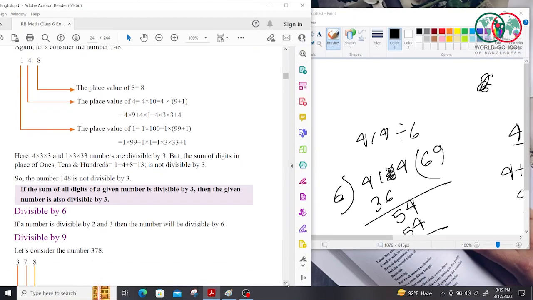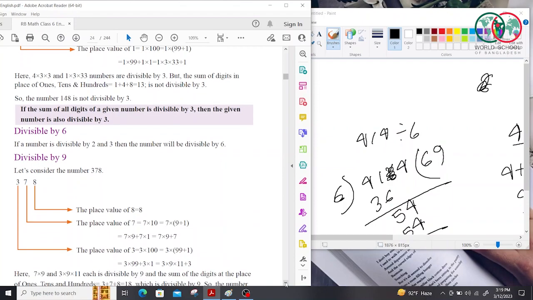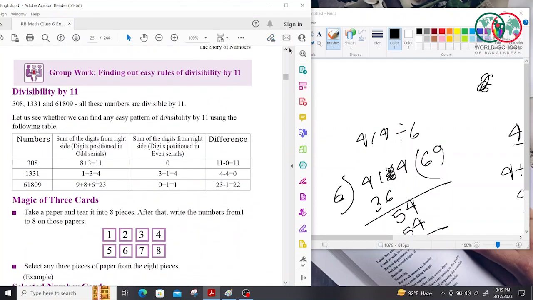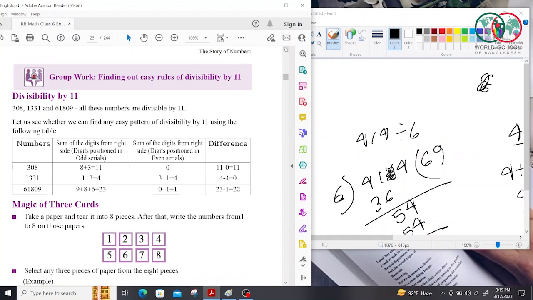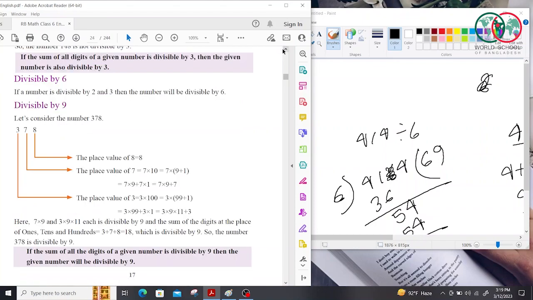Okay, so I guess this is the last one. Yeah, we have 11, but 11 is not so complicated. Okay. Divisibility by 9. So when will it be divisible by 9? When the sum of all the digits of a given number is divisible by 9, then the given number will be divisible by 9. It follows the rule of 3.